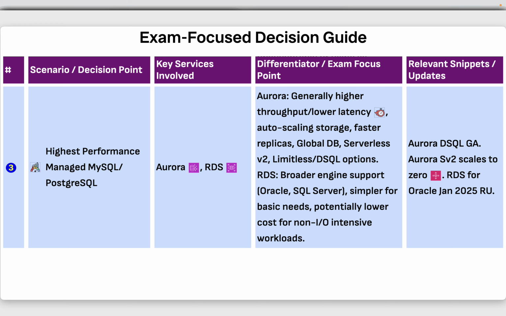Aurora distributed SQL is generally available. Aurora Serverless scales to 0, in the sense you can completely shut it down and make it 0 when you are not using it. So it will not cost you anything when there are no operations or no transactions. And RDS support is available for Oracle January version 2025. So if that is also required, anything Oracle, you have to go for RDS only.